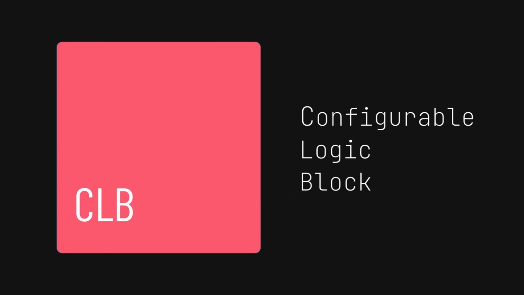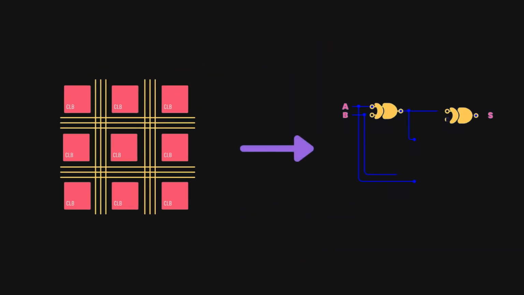As their name suggests, CLBs can be configured to perform many Boolean logic operations. You can turn one of them into an AND gate or an XOR gate or anything like that. These gates are then connected to one another through the wires. These wires are also configurable. More specifically, we can change how they connect to one another and to the CLBs. The idea of an FPGA is to be a sort of a framework for flexibly creating digital circuits.